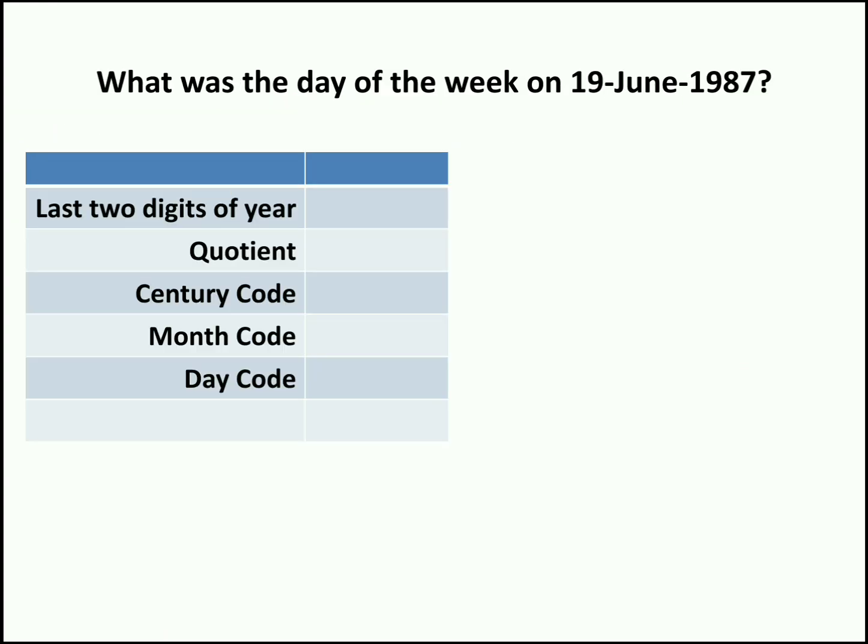Now we have our first question: what was the day of the week on 19th June 1987? Finding the day of a given date in less than 10 seconds is a 5-step process. First, you have to take the last 2 digits of the year. You have the year 1987, so the last 2 digits of the year is 87. So write 87. And next you have to find the quotient.